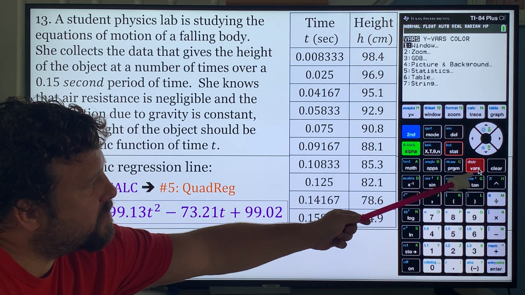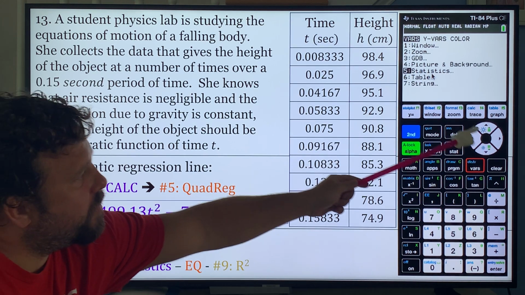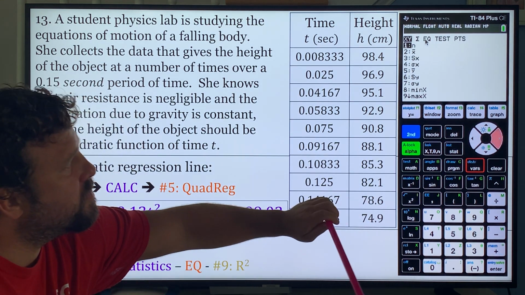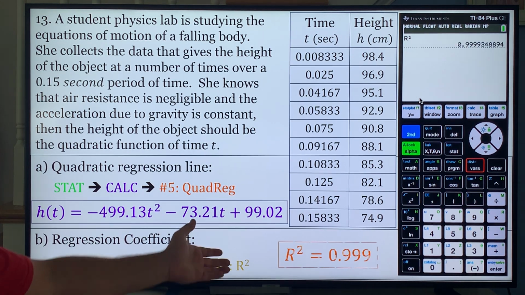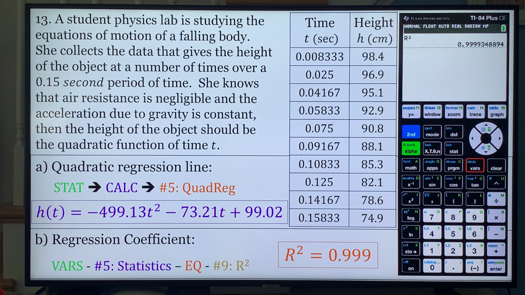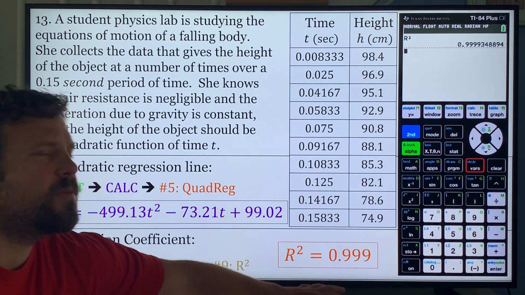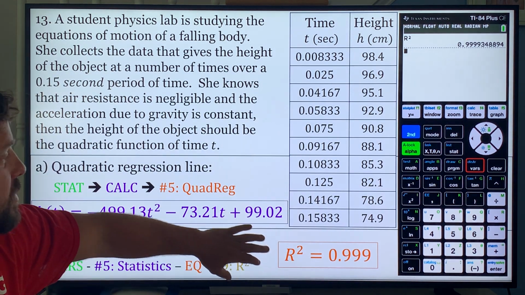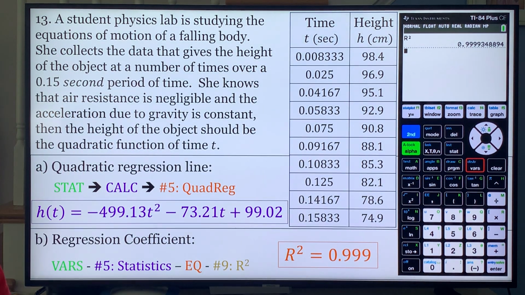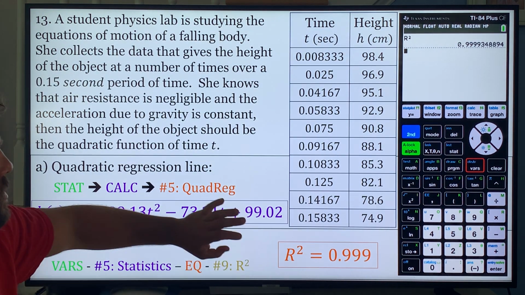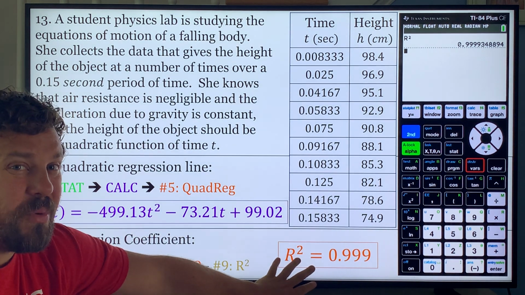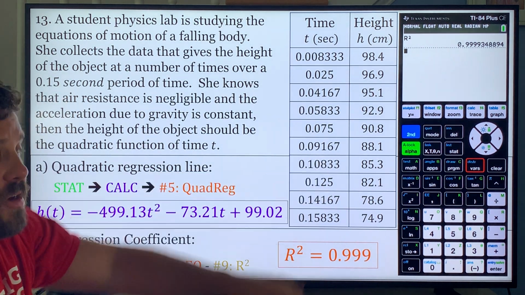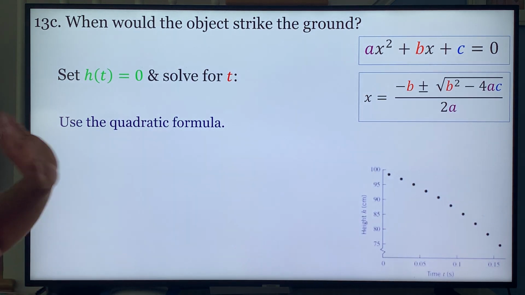Vars. Stat. Equation. R squared. Enter. 0.999. If you want to put another 9 in there, you can. It's just to show that it's accurate. If this number was like 0.52, probably you messed up plugging in your numbers somewhere. That's the important thing. That's why we do this, to make sure your chart isn't messed up. If this number isn't above 0.9, something in your chart probably went awry, so I would go back and check your chart.